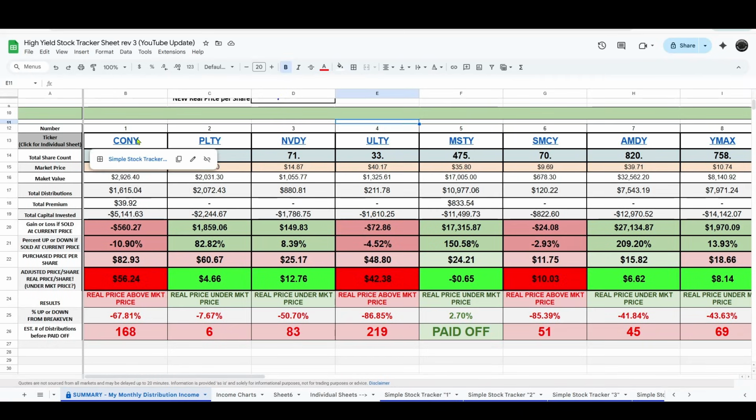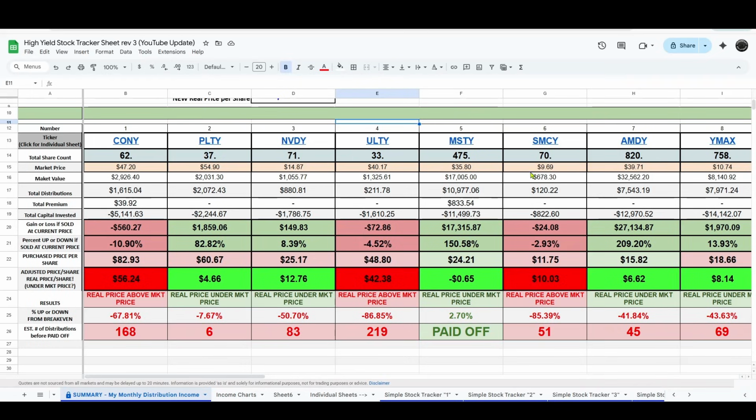And those links will then be connected, and you'll be able to flip back and forth from the summary page to the individual sheets. So that just helps to make things a little simpler to find, a little quicker, and a little easier. Now, since MSTY and AMDY did go through a reverse split today, we need to update the stock tracker sheets for both of those.